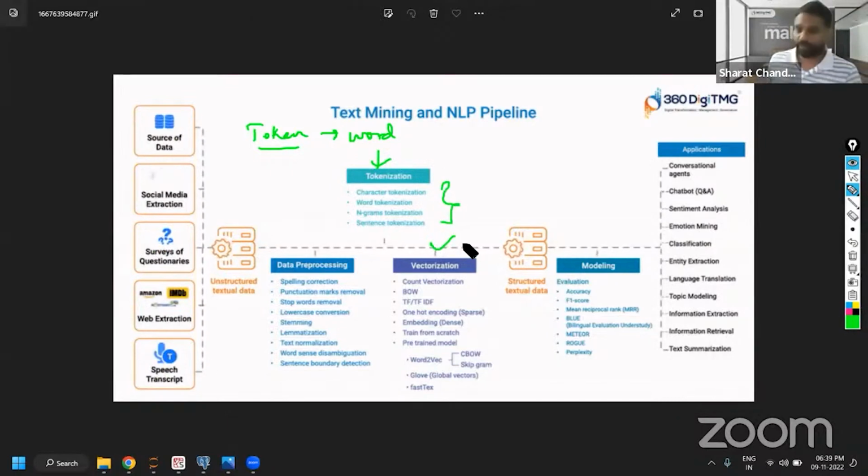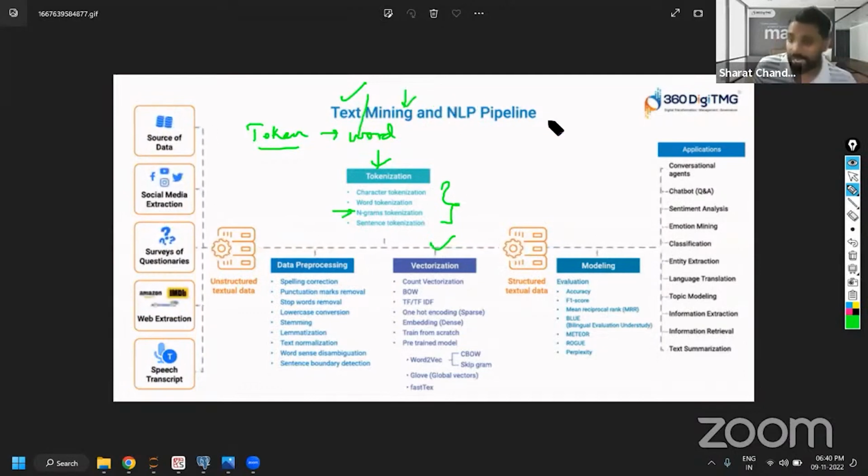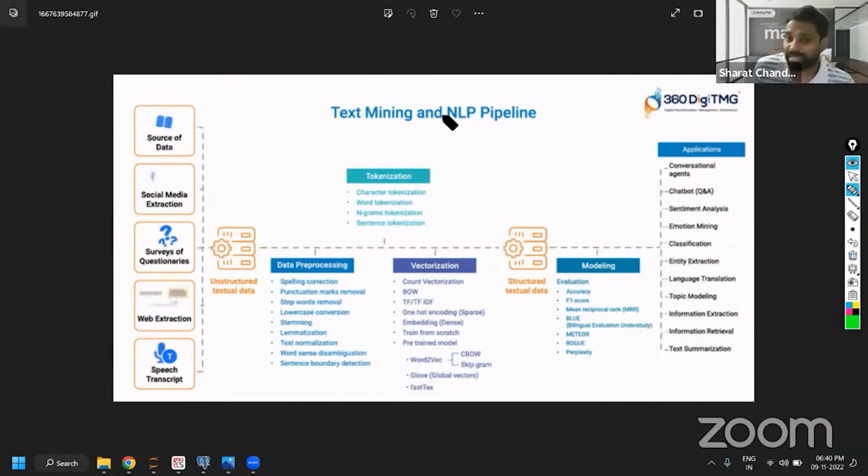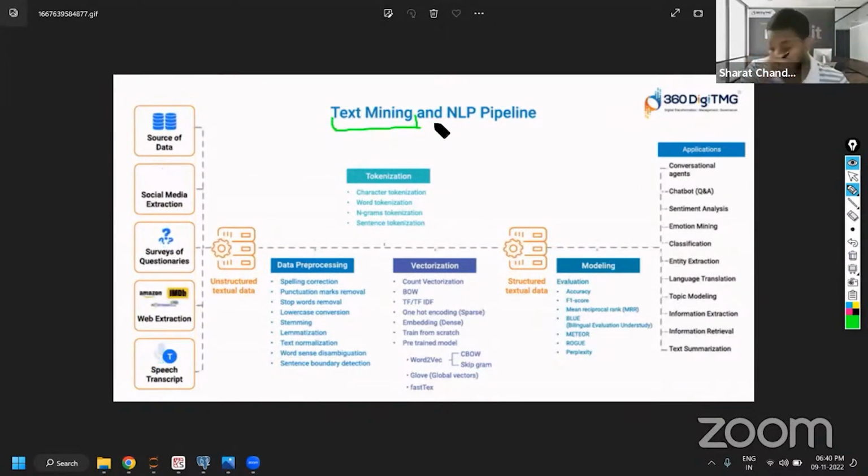We can do different tokenization techniques: character tokenization, word tokenization, n-grams tokenization. So why should I only use single words? If you look at this sentence, if I break it down into individual words, then I will get text separate, mining separate, NLP separate, pipeline separate. Right? So rather than this, why not we have text and mining taken together, two words taken together.